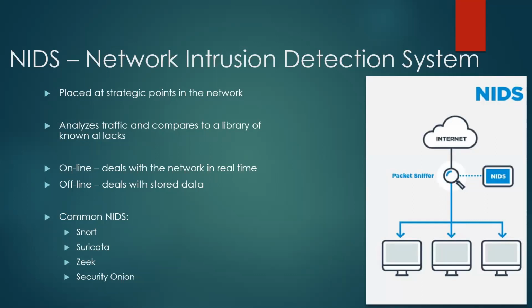The online classification deals with this traffic in real time. The disadvantage for this is the need to scan all inbound and outbound traffic, which would cause a bottleneck and decrease the overall speed of the network. The offline classification deals with stored data to process if there was an attack or not.